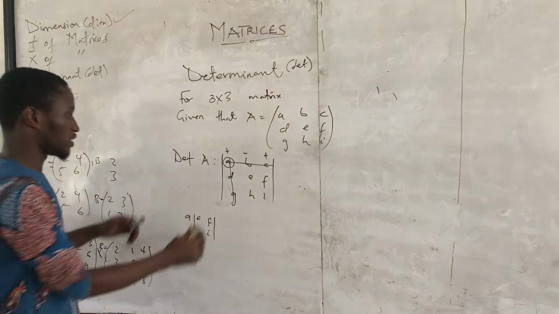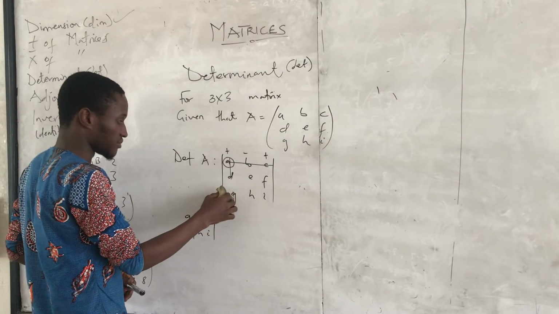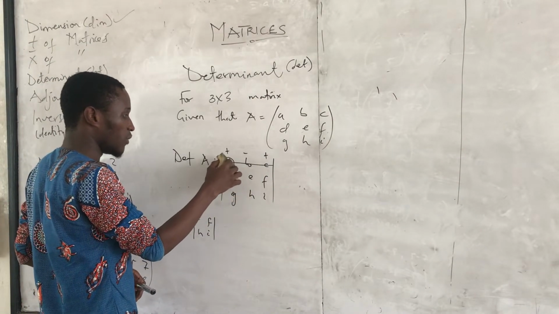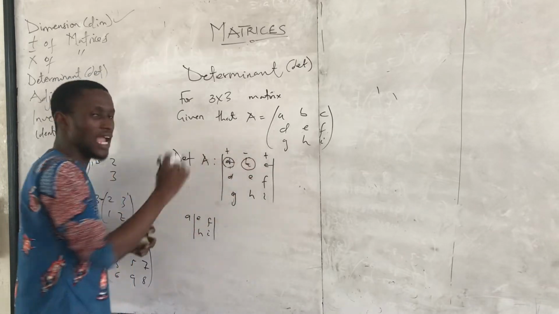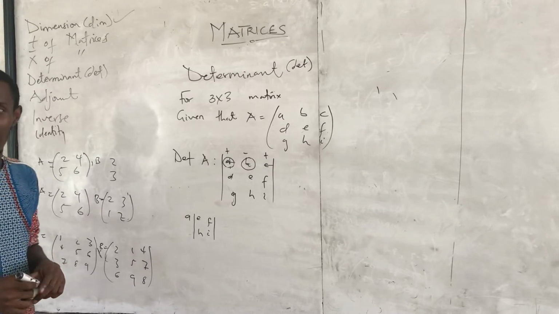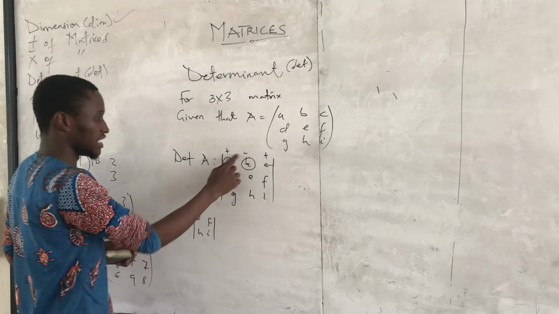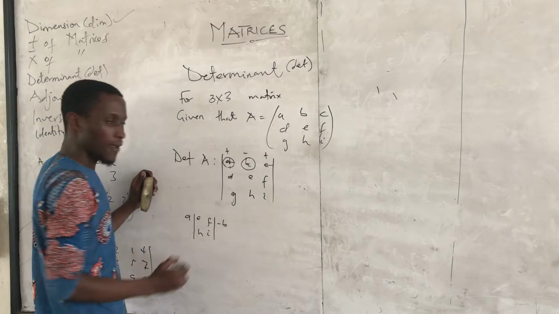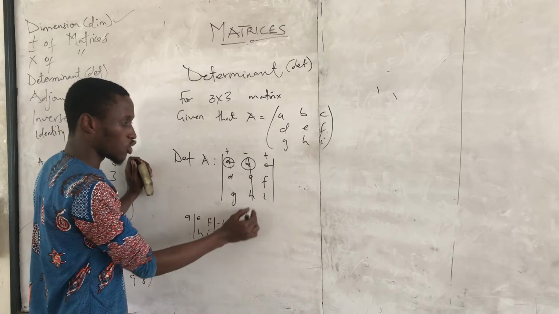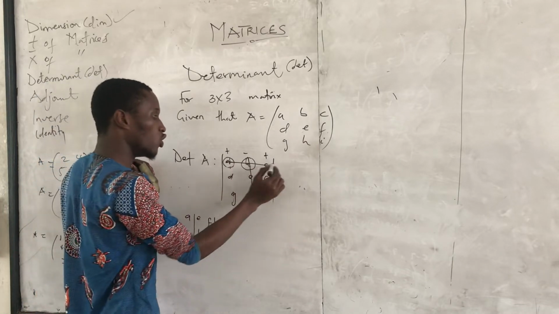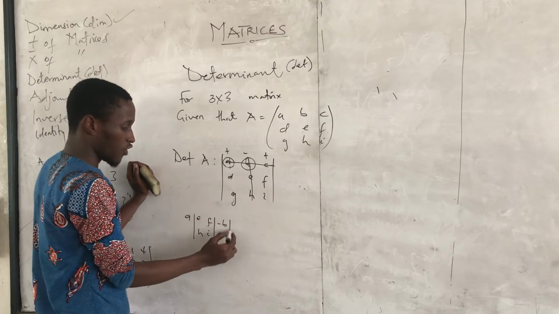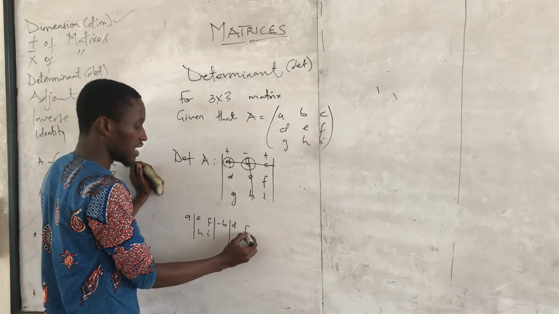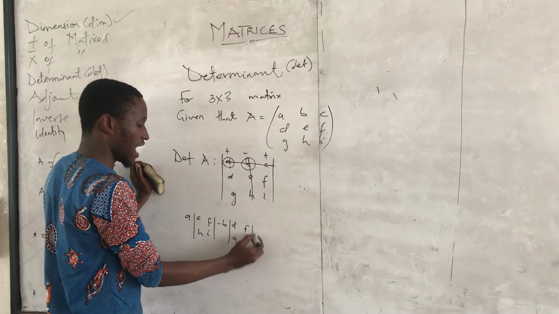So that is the first one. Then, after I'm done with the A, I'll come to the B. The sign allocated to the B is negative, so I'll bring minus B. I'll cancel the column of B and the row of B, so I'll be left with D, F, G, I. So I'll find the determinant of D, F, G, and I.